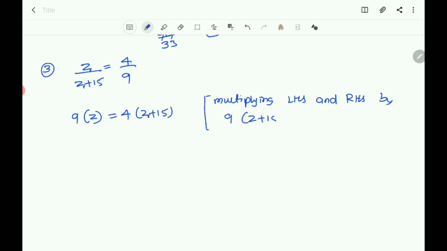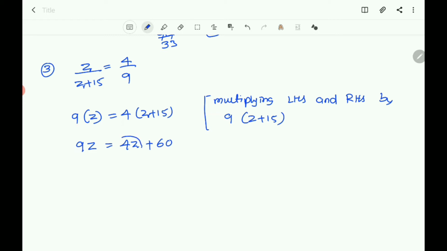into z plus 15. Here we have to cancel 9 in the RHS and z plus 15 in the LHS. So both LHS and RHS must be multiplied by 9 into z plus 15. So you get 9z is equal to 4 into z plus 15. In other words, it is a cross multiplication: z into 9 is equal to 4 into z plus 15. Then it becomes 9z, and multiply z and 15 by 4. 4 into z becomes 4z, plus 4 into 15, 60.